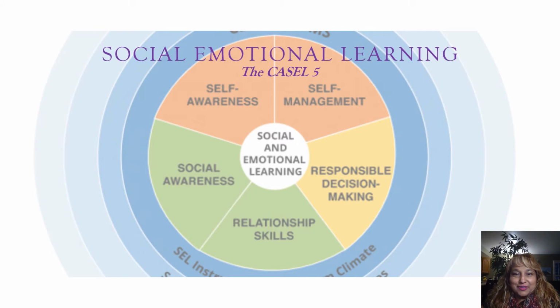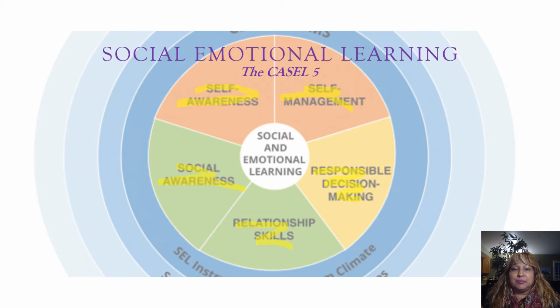The CASEL 5 addresses 5 broad and interrelated areas of competence and highlights illustrative examples for each, and we're going to go over those in my workshop. So we're going to take a look at self-awareness. If you look at the orange side on the left, then self-management. I can highlight these for you. So here's your self-awareness, and then you have self-management, then responsible decision making, relationship skills, and social awareness.